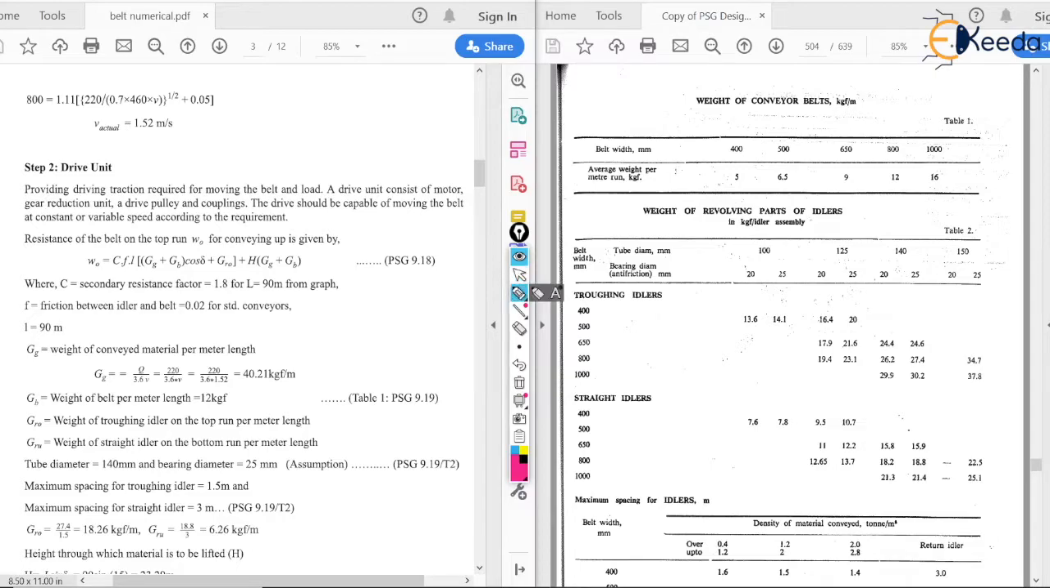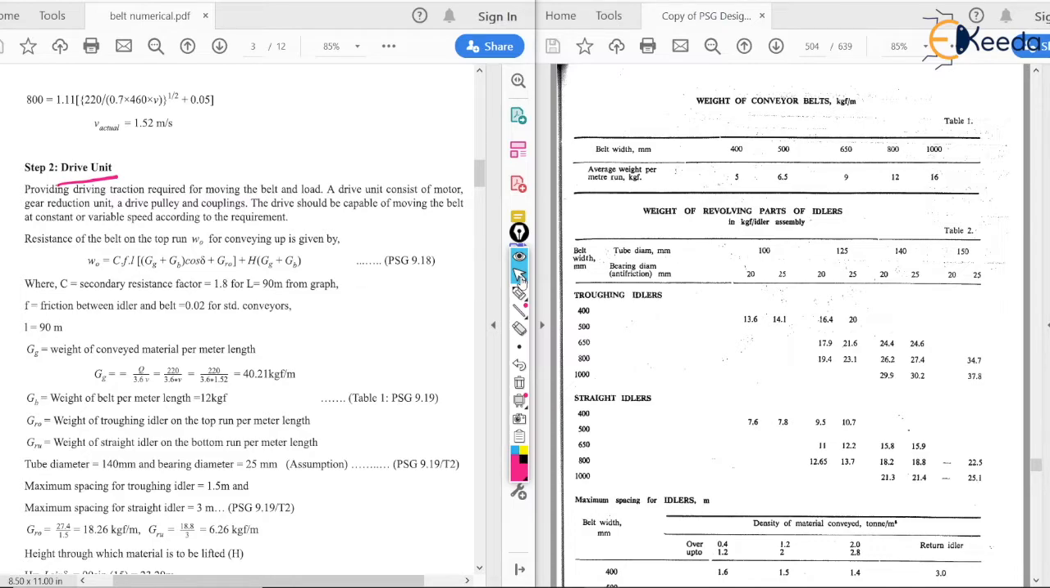Now the next step is the drive unit. We need to find how much load will be on the motor and which motor we should select. So for that we have to select the drive motor, providing the driving traction required for moving the belt and load. A drive unit consists of a motor, gear reduction unit, a drive pulley and couplings. The drive should be capable of moving the belt at a constant or a variable speed according to the requirement.